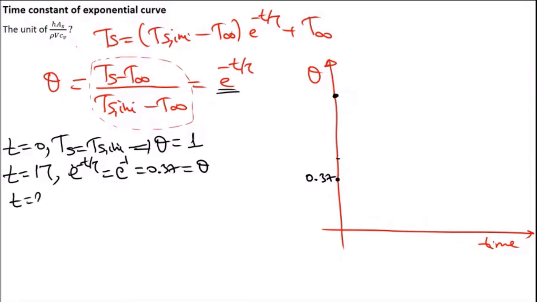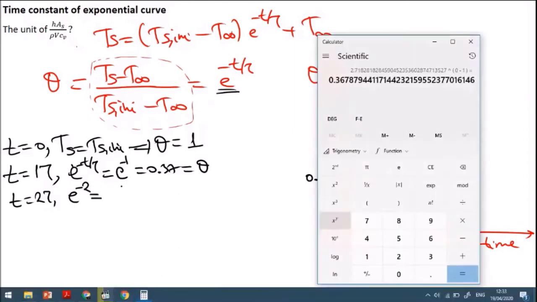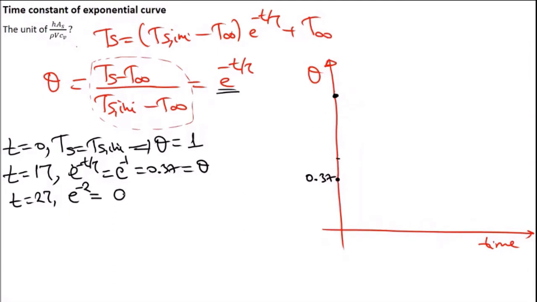Now, when t is 2 tau, you will have e to the power of negative 2, and that value will become, let's find it, 0.14. The half is somewhere around here, so you will have 0.14 here. Let's write the values. This one is for 1 tau, and the next point is for 2 tau.